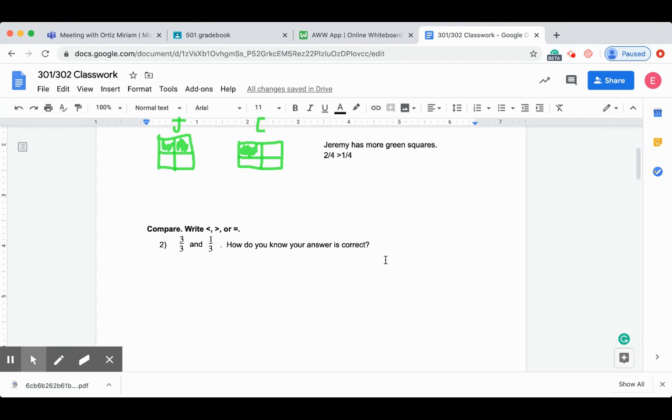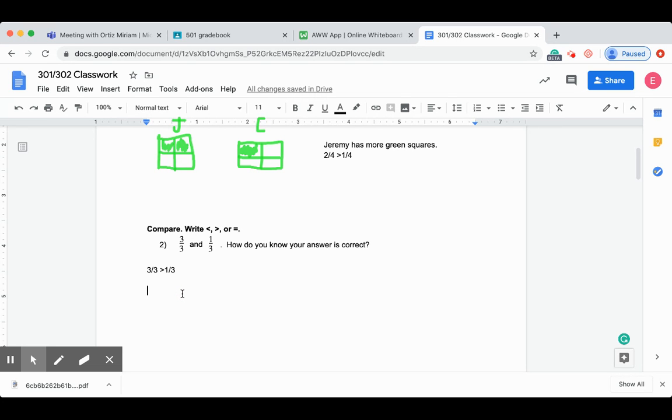Now example problem number 2 is asking us to compare 3/3 and 1/3. So I'm going to do just as I did in the problem before. I see that they have the same denominator, so I'm going to look at the numerator. I see that my numerator in 3/3 is 3, and my numerator in 1/3 is 1. I know that 3 is greater than 1, so I know that 3/3 is greater than 1/3.